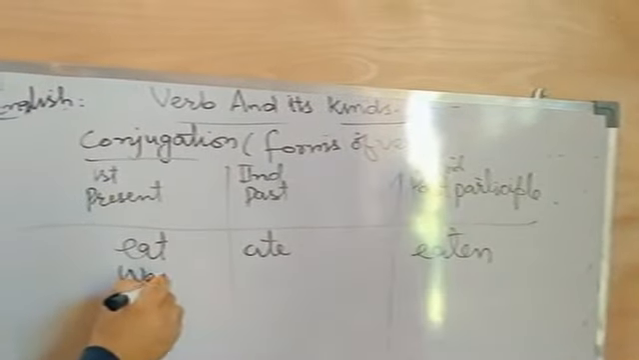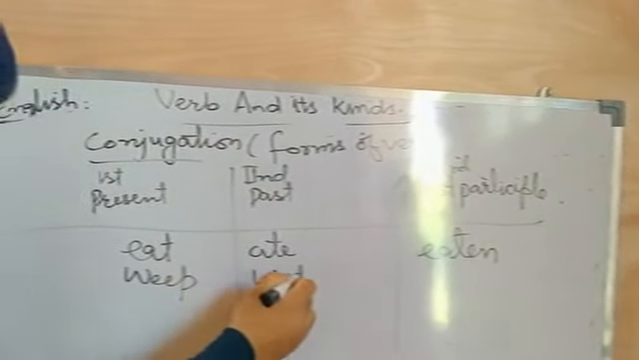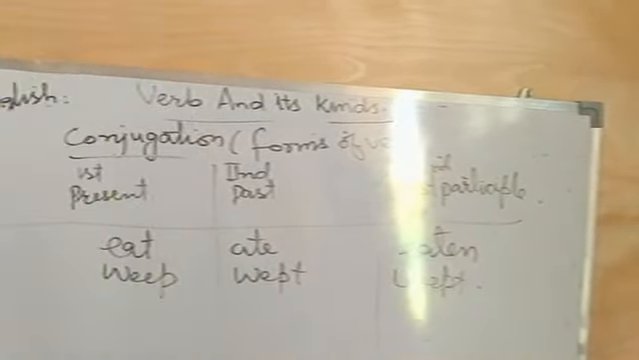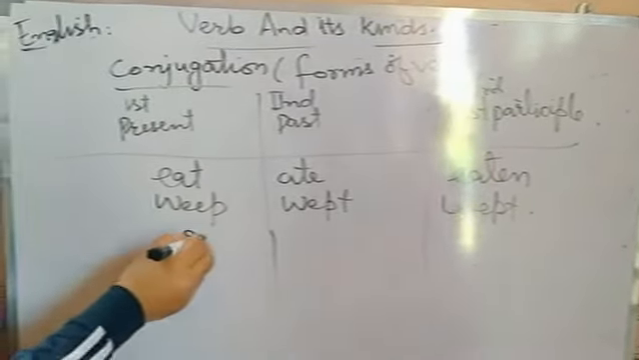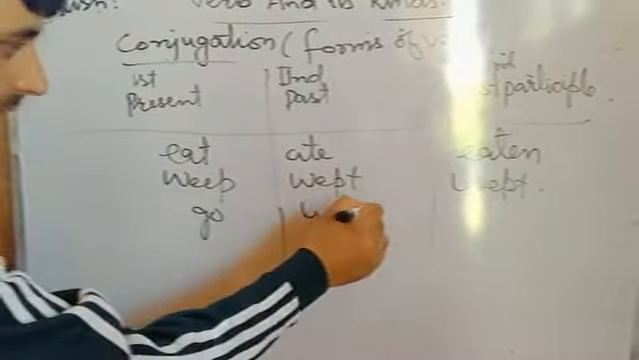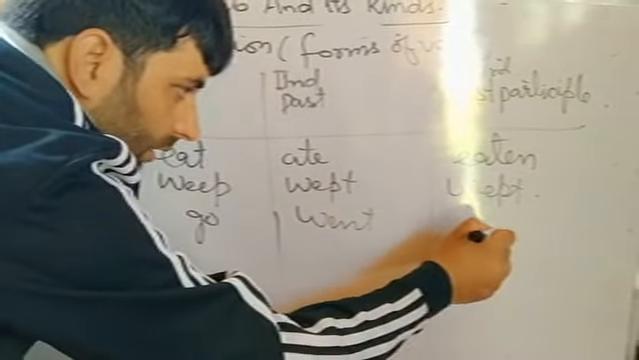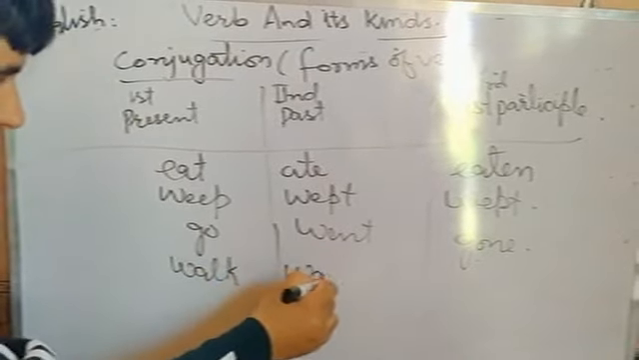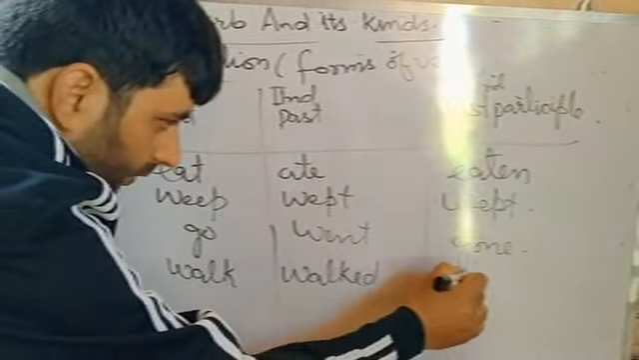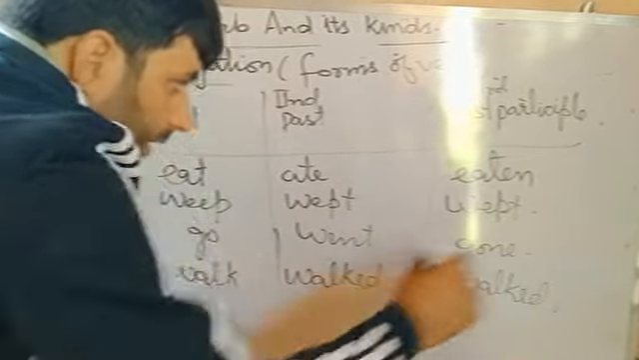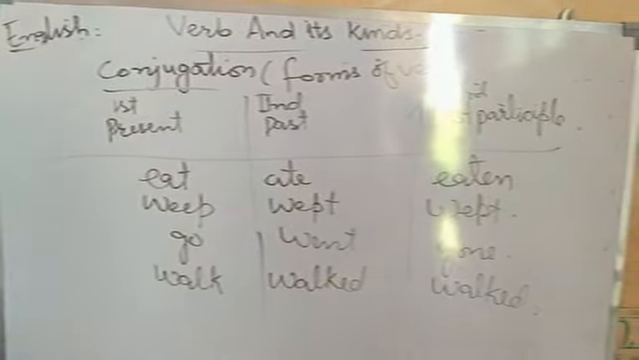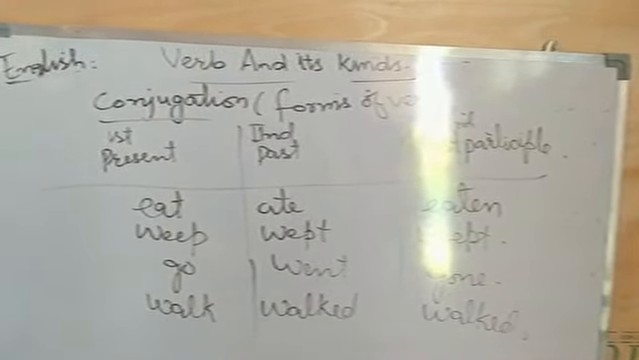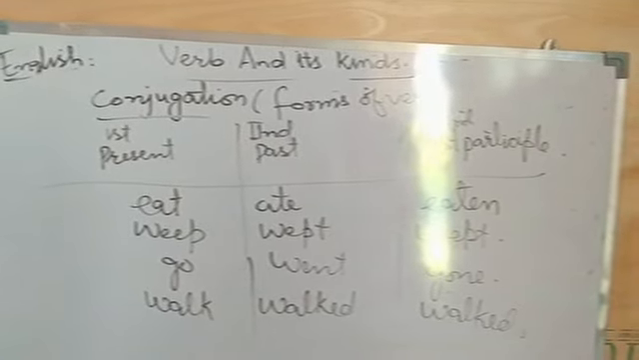Weep, second form is wept, third form is wept. Go, second form is went, third form is gone. Walk, second form walked, third form walked. You should try this at home. You should make about 50 to 100 forms of these verbs.